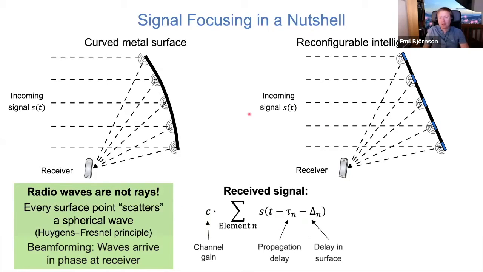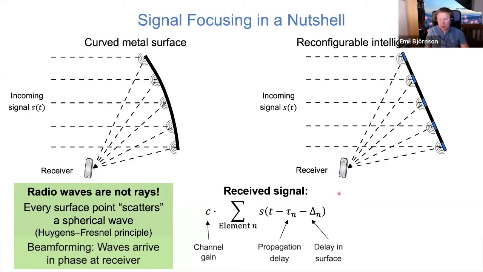And what you can view is that you have an incoming signal here, s(t), and you have N different elements. And for each of these signal pieces, you will get a signal s(t). It will have a propagation delay, which you can compute by taking the total length here. And then you have an additional delay within the surface. I call it delta n here. So in each of these elements, you can add a delay, and that is a controllable thing. And then what you receive here is a summation over the signals, and then you have a channel gain that says how much you have lost along the way, but that's not the important thing here.